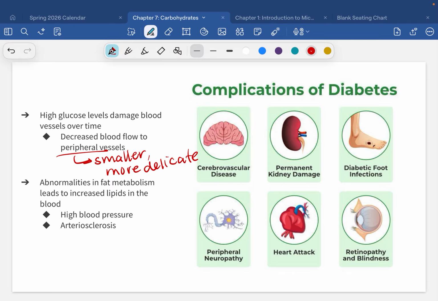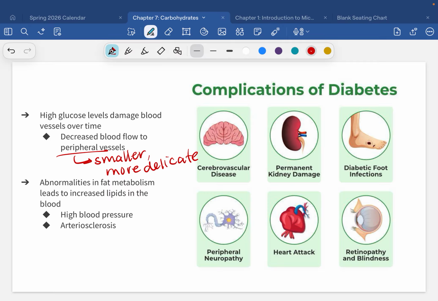Those peripheral blood vessels, the smallest ones, are usually the first ones to go. So things like diabetic foot infections. A diabetic foot infection is a really common first symptom that people with chronic diabetes have, because those blood vessels are so far away from your heart. You have decreased blood flow to those peripheral arteries, and they're damaged. If you have decreased blood flow to any area, that is going to create an increase in infections.